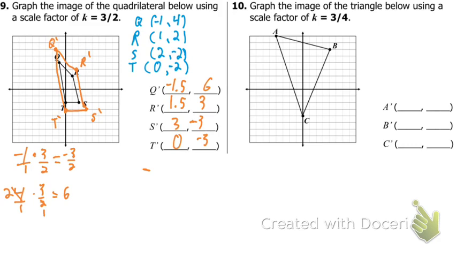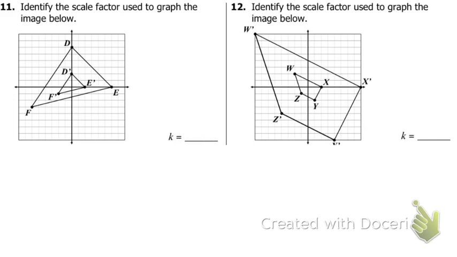Okay. So 11's a little bit different. We're trying to figure out what the scale factor is. We're given the pre-image. We're given the image. And we're trying to figure out what is the scale factor. So how much bigger or smaller did it get? Now, first and foremost, raise your hand if you think this image got bigger. Raise your hand if you think this image got smaller. I'd agree with it getting smaller. How can we tell? Because the bigger one is the regular and the smaller one is the prime.